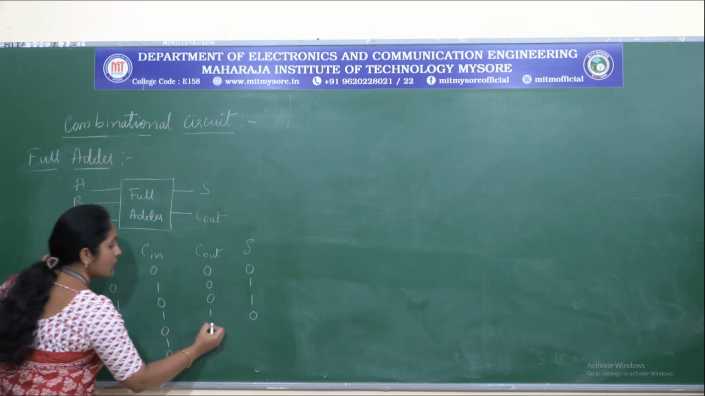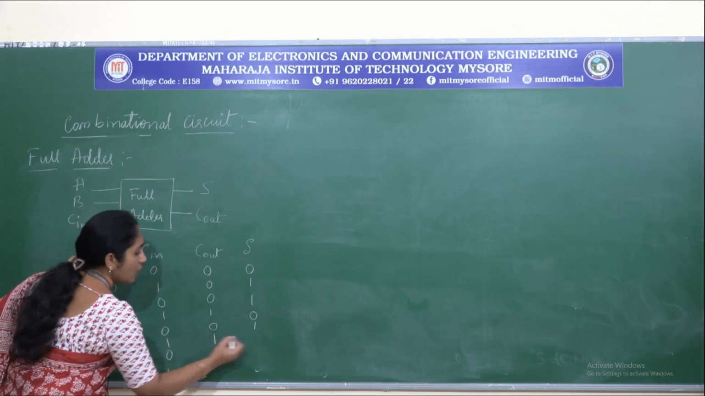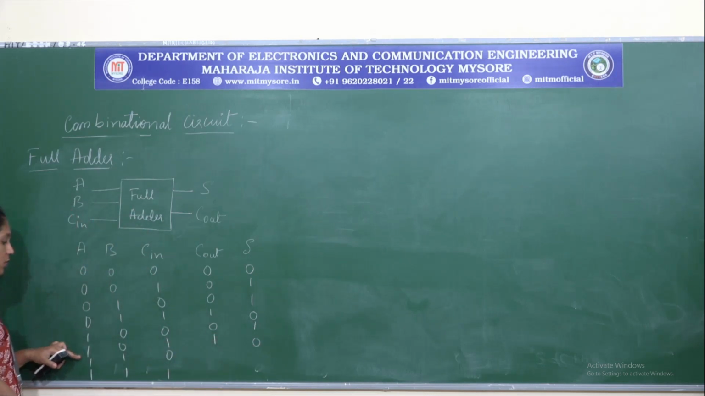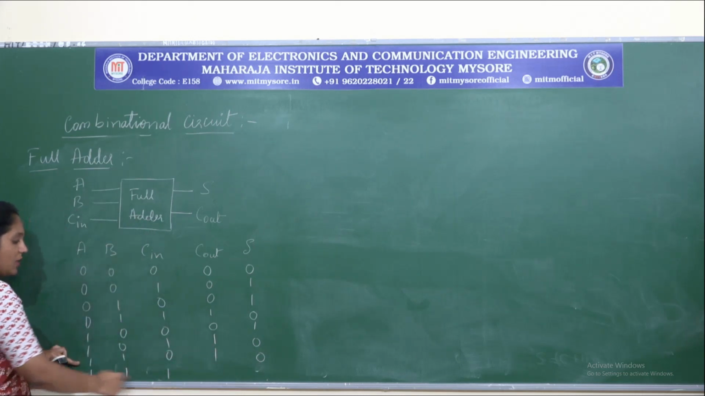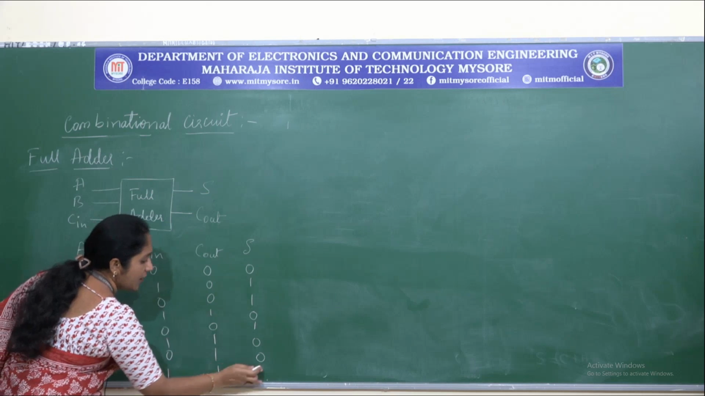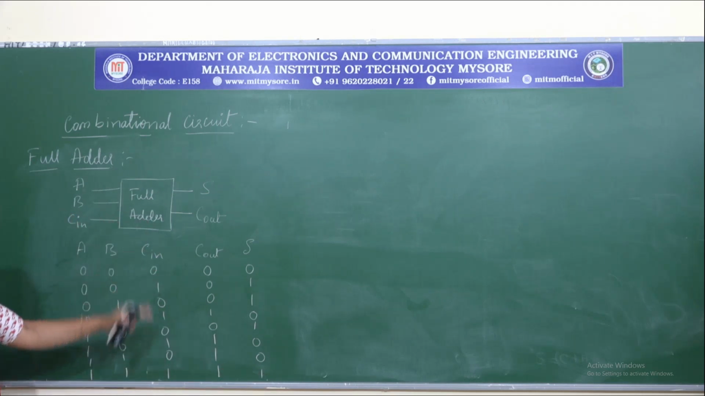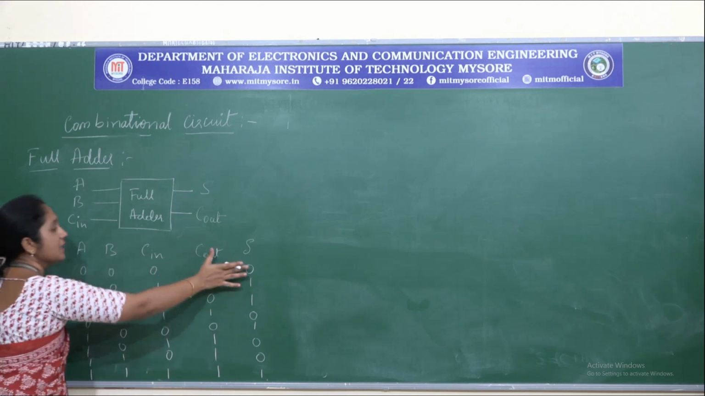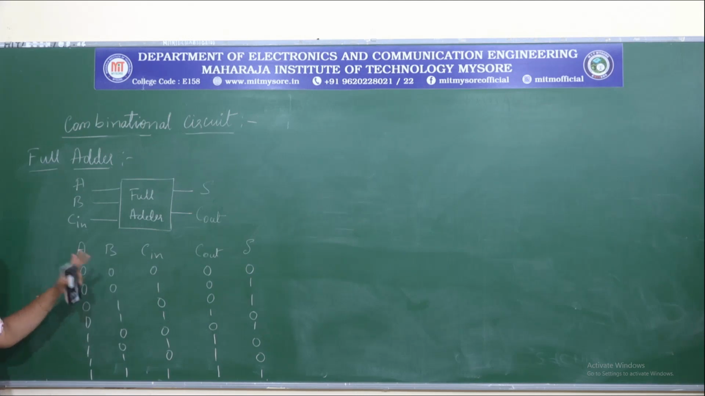Next is 1, 0, 0. So again 0, 1. Next we have 1, 0, 1. So output is 2. 1, 1, 0. Output is 2 again. And at last we have 1, 1, 1. Output is 3. So in binary we represent 3 as 1, 1. So these are the inputs, these are the outputs, and these are the logical values. So the truth table for full adder is ready now.